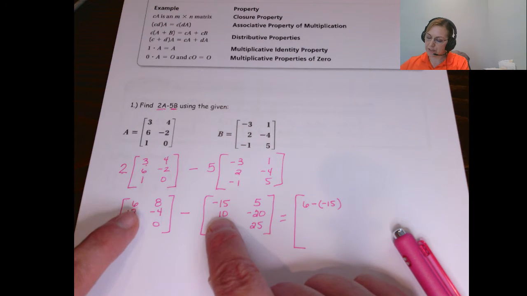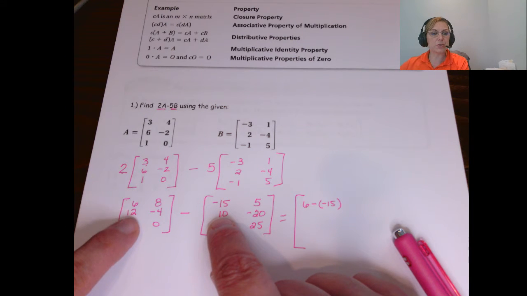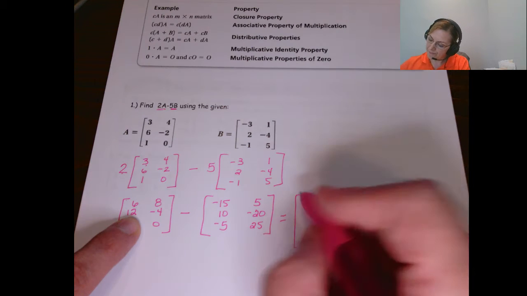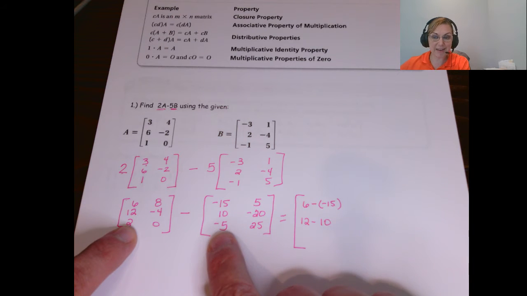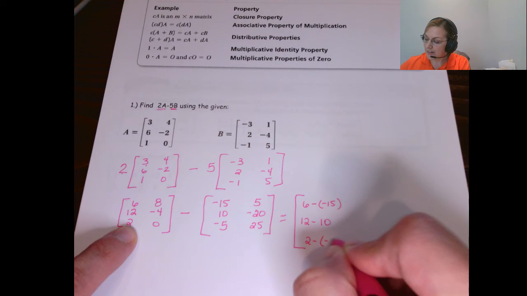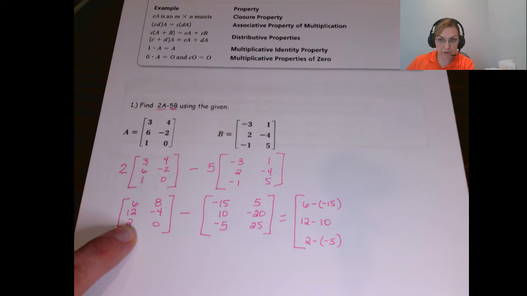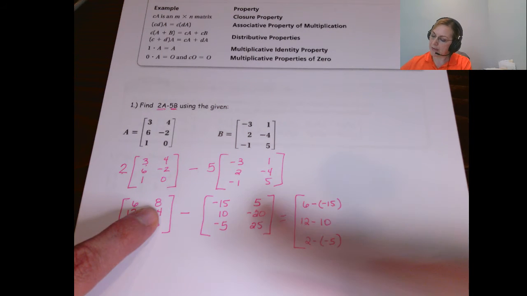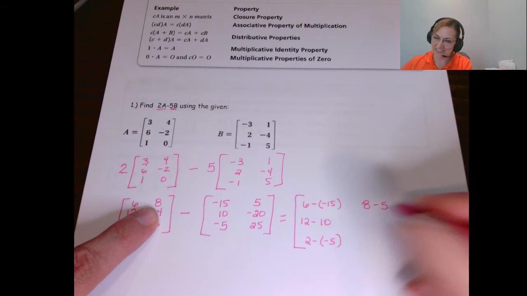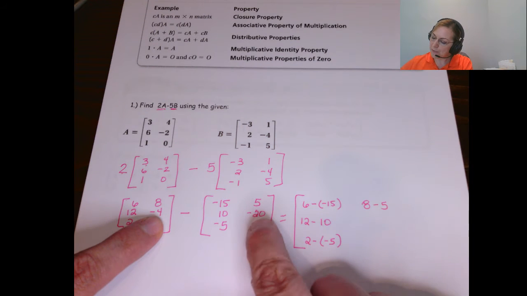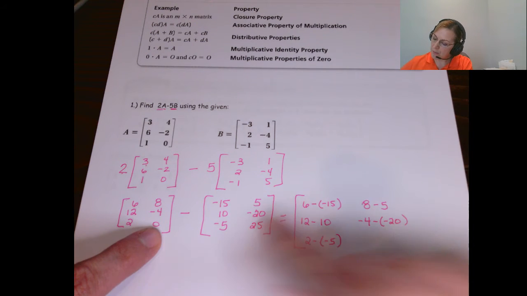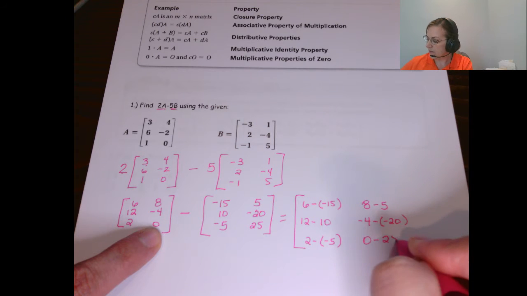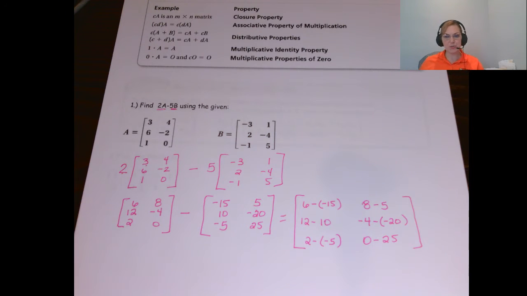So I did these two. Let's do these two. Order matters. So 12 comes first, minus 10. Then I've got 2 minus -5. And again, you can tell with the negatives going on that I'm being very careful to get the order right. 8 minus 5, I was thinking that answer is 3. -4 minus -20. And then 0 minus 25. Those subtractions, I just want to take my time and make sure I don't make any mistakes with those negatives.